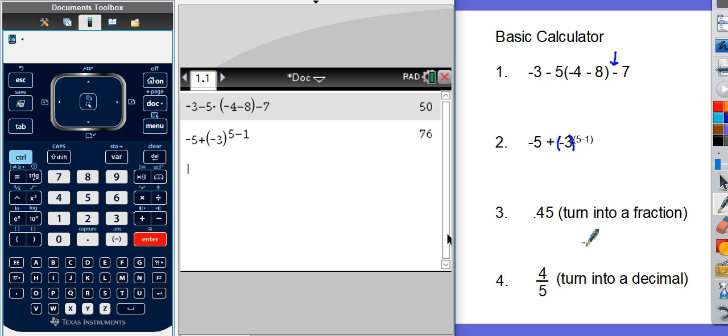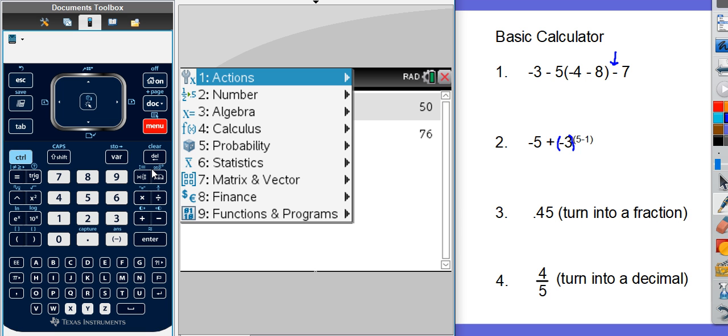Okay. So another thing that we may want to do from time to time is to turn a decimal into a fraction. And, you know, there may be some decimals that are kind of complicated and it may give the calculator trouble, but most basic decimals the calculator will be able to handle. So if I put 0.45 in my calculator, but I want to turn it into a fraction, well, when we want to do stuff, we're typically going to go to menu.